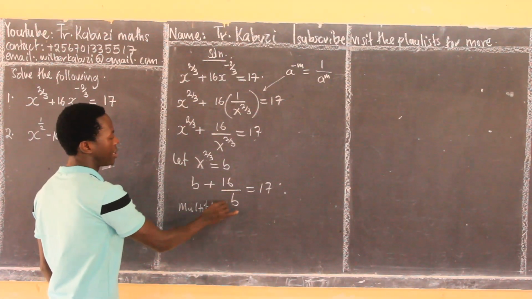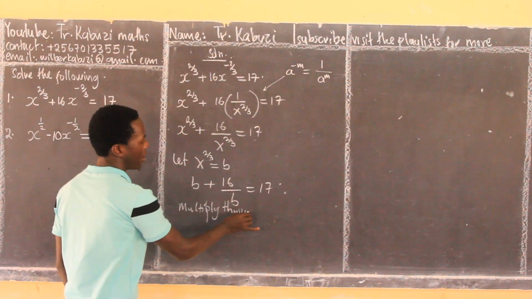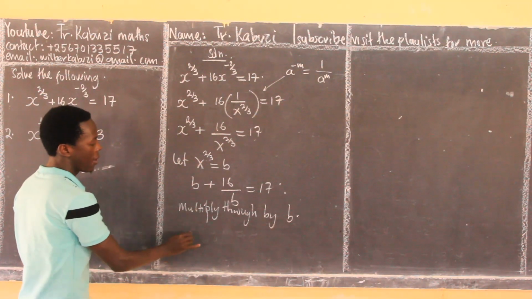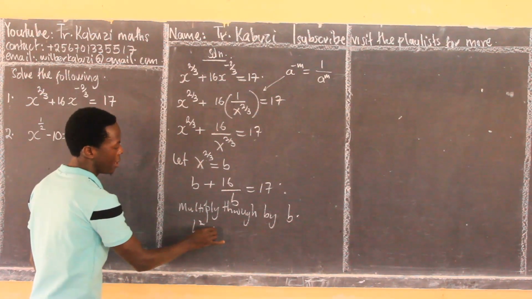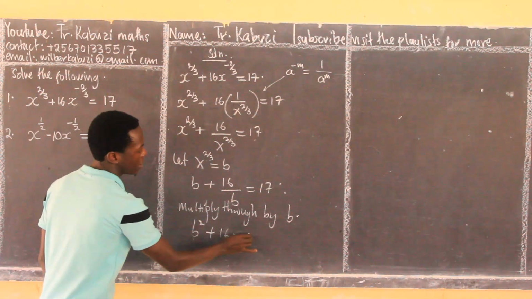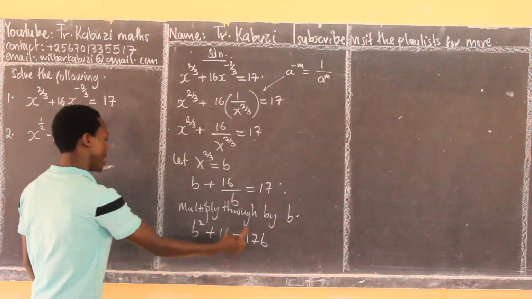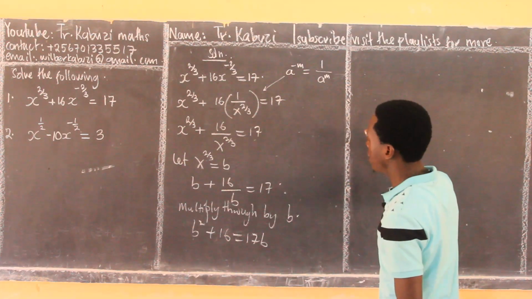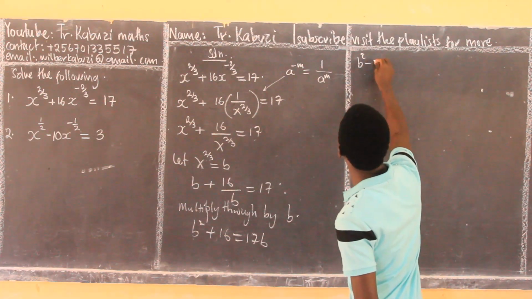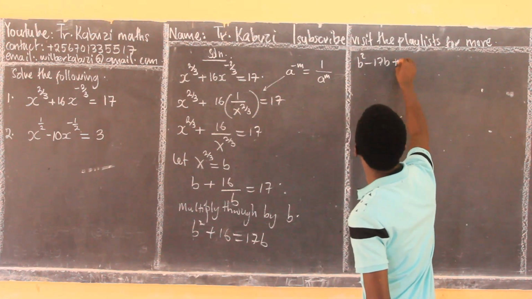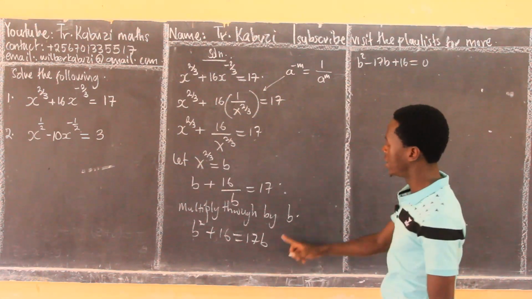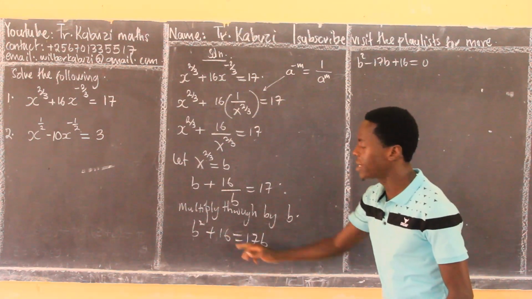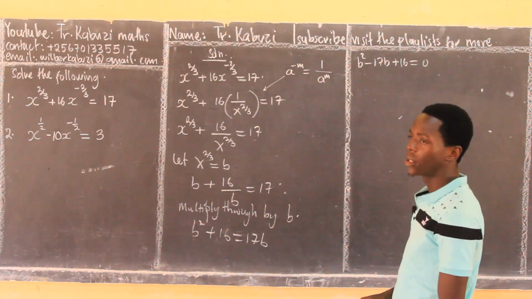You don't need to write this. Multiplying by b, here you have b squared plus 16 equals 17b. Now take everything to the left. We shall now have b squared minus 17b plus 16 equals 0. When I take this across, the sign changes to a negative. So that's how I form that quadratic equation.